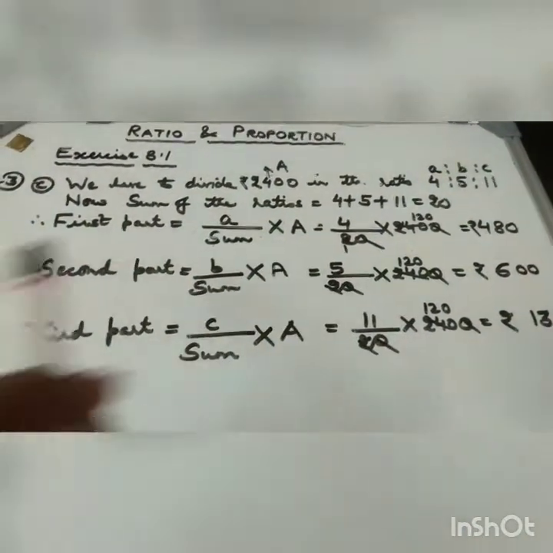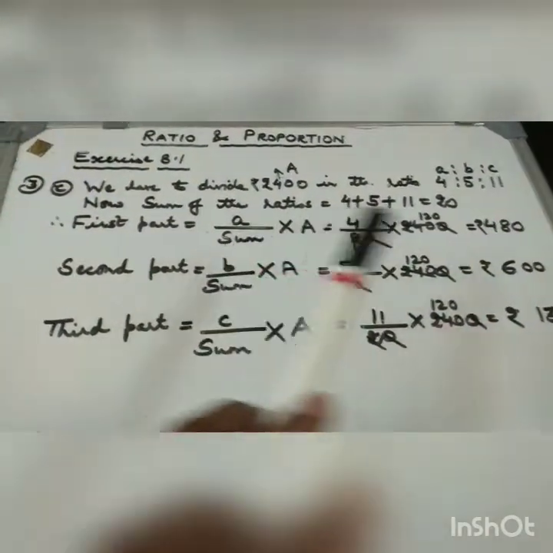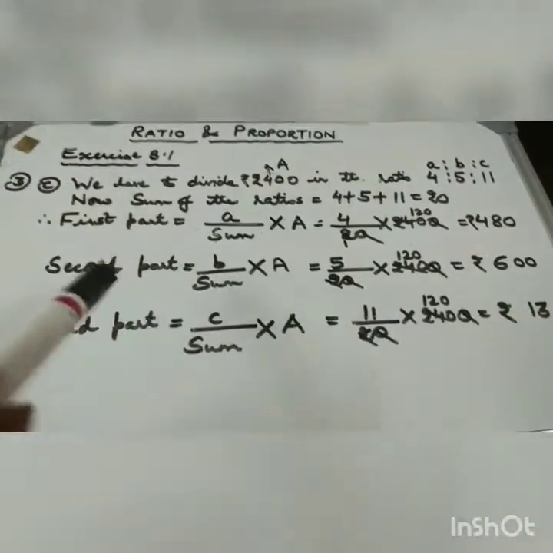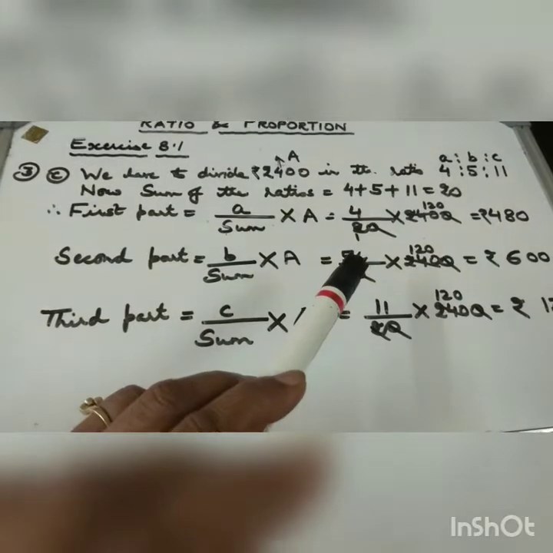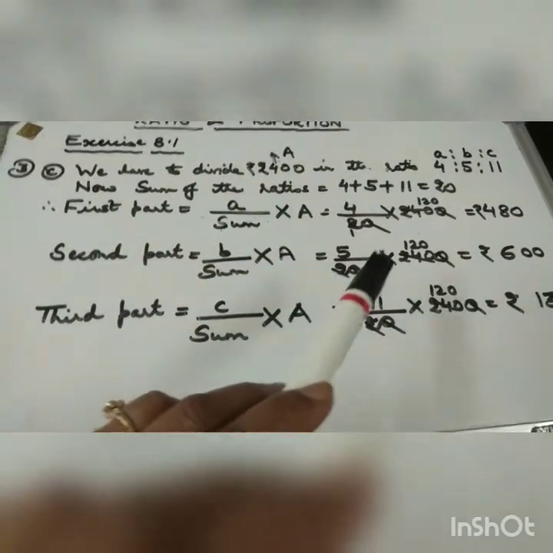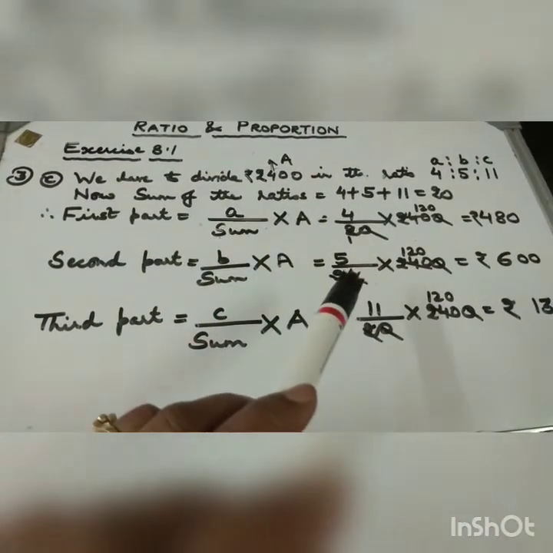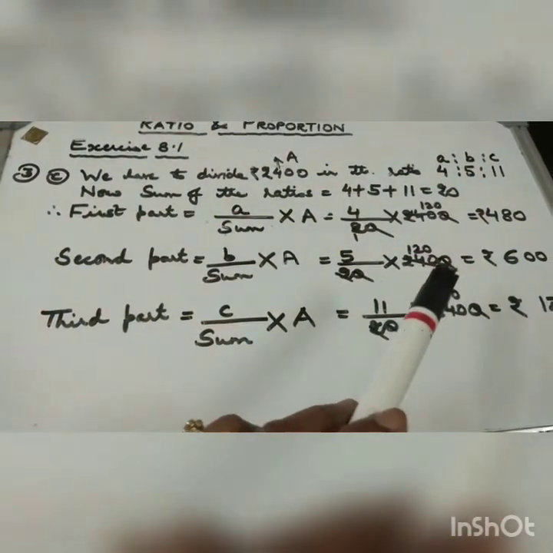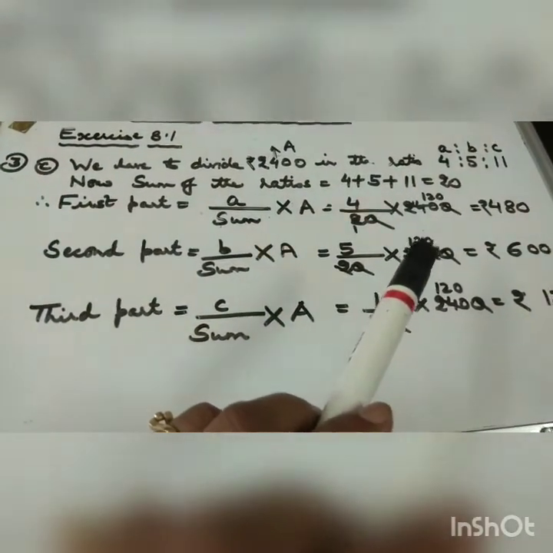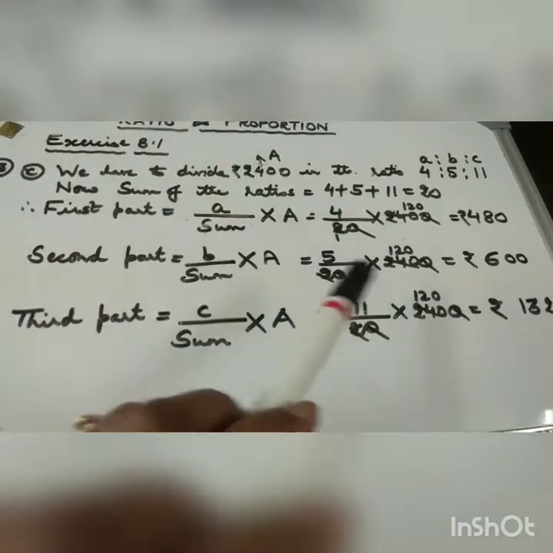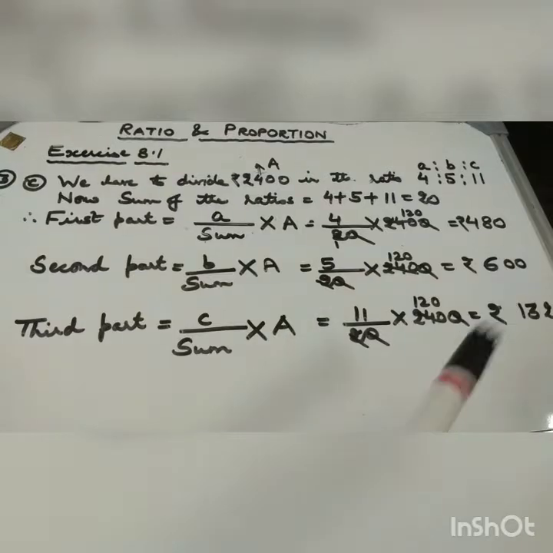Now, what is the second part? Second part is equal to B, because the second ratio is B. B upon sum into A. Now B is 5, sum is 20, into A, the amount 2400. Now if you cancel 10 and 10 here, and 2 and 240 will go by 120, and 5 into 120 becomes 600. Hence the second part is 600.